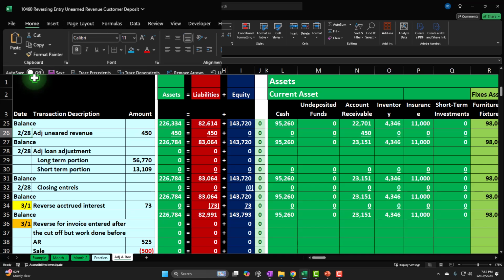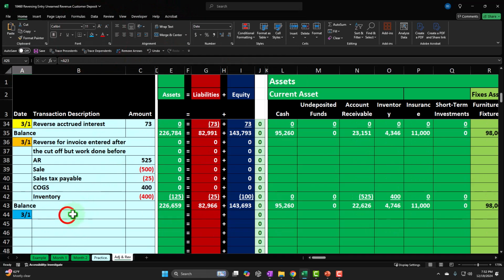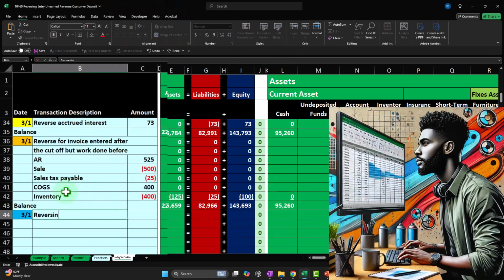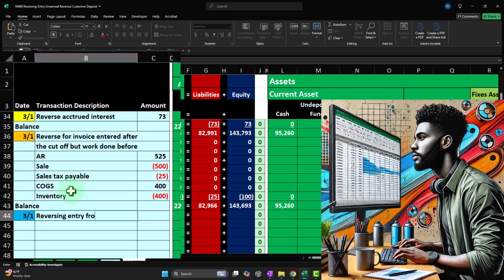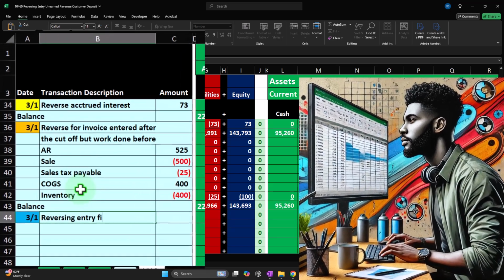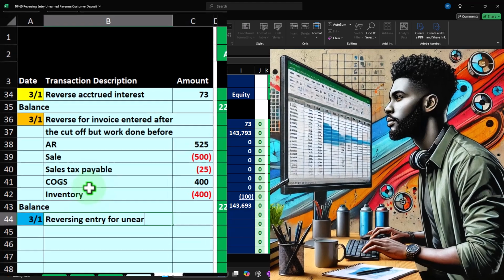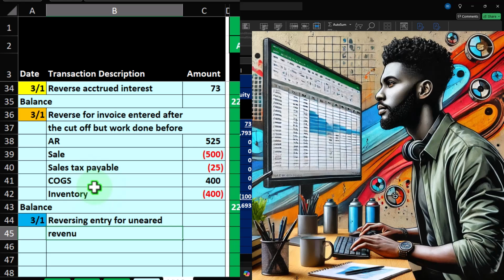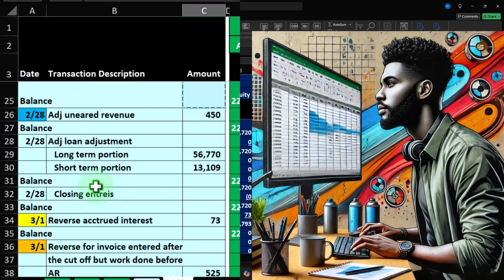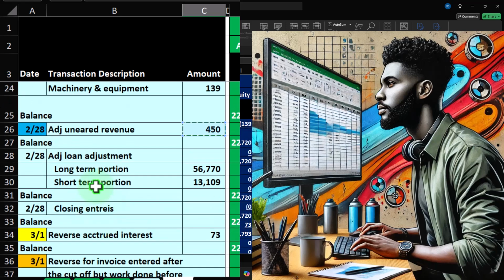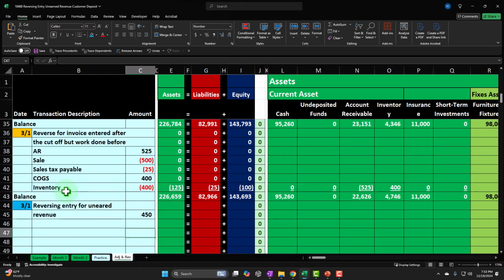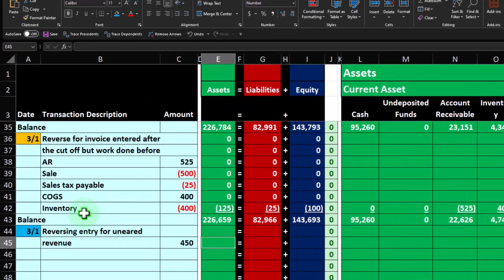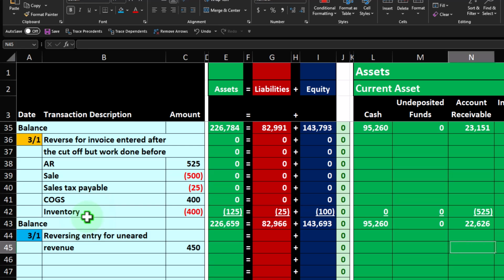Here's the adjusting entry, and then we're going to say, okay, this is going to be a reversing entry for unearned revenue. I'll put this down here. And I'm just going to bring the same dollar amount. So obviously I'm just going to do the opposite of what we did here. It was 450, so I'm going to bring that down. So 450, I'm going to say then accounts receivable is going to go back down.